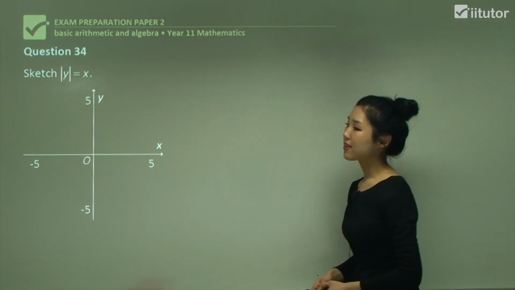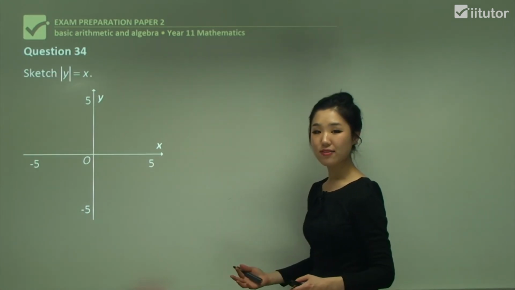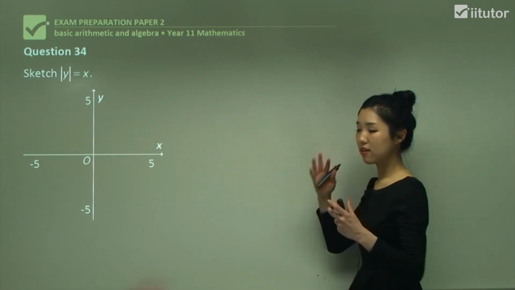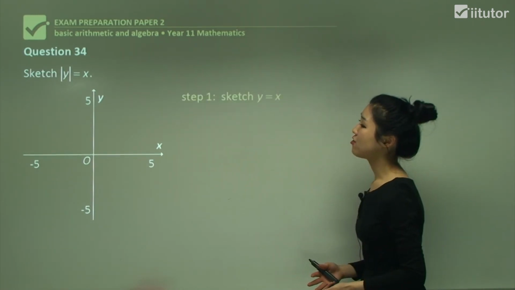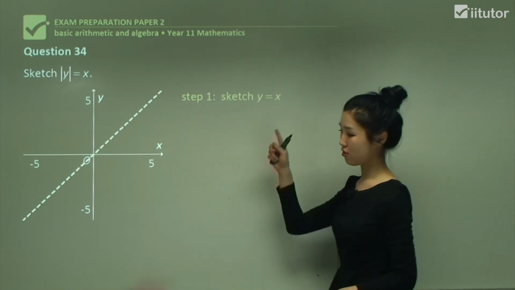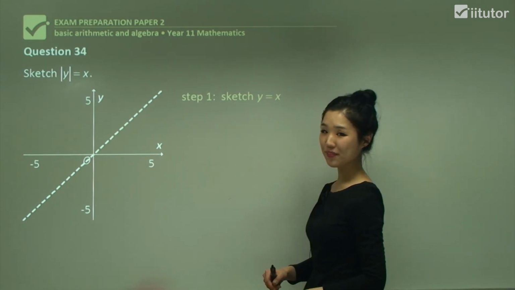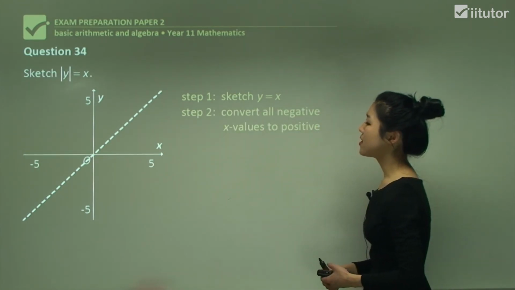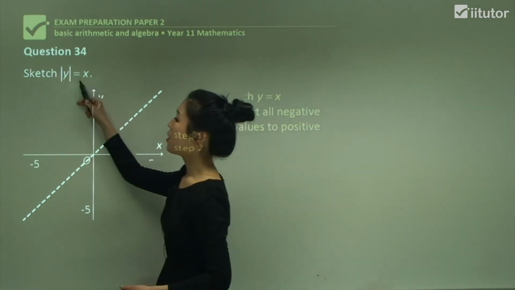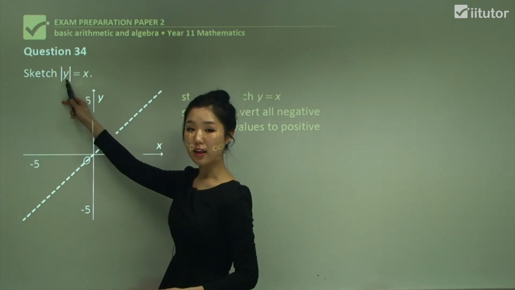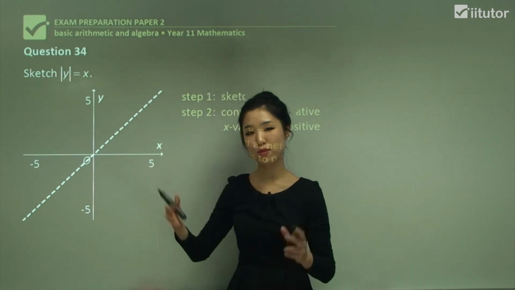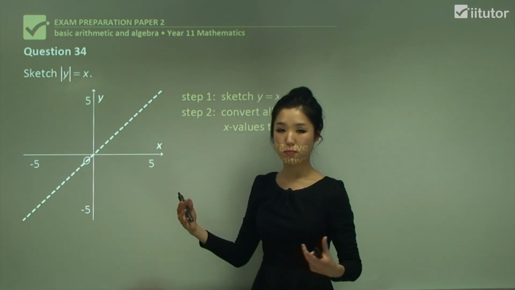Now 34, sketch the absolute value of y equals x. For this question, I want you to try and ignore the absolute bars for a moment, and just sketch y equals x first of all, which is your basic linear graph, just that one passing through the origin, right? Now I want you to convert all the negative x values to the positive side, because we want x to be positive. Y could be negative, but the outcome of this side must be positive because of the absolute bars, right? So x must be positive.